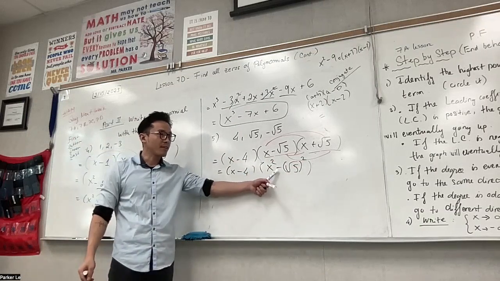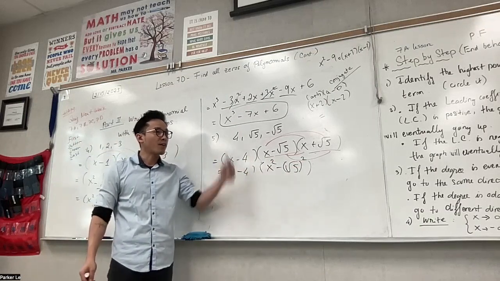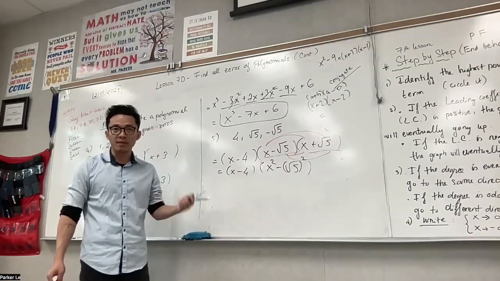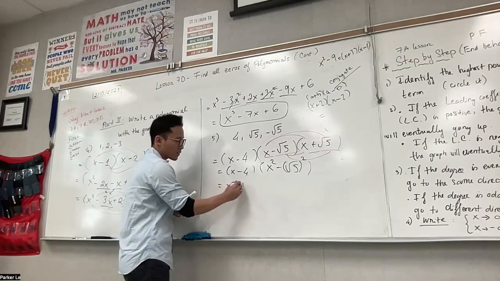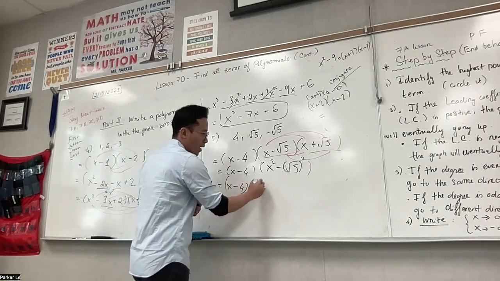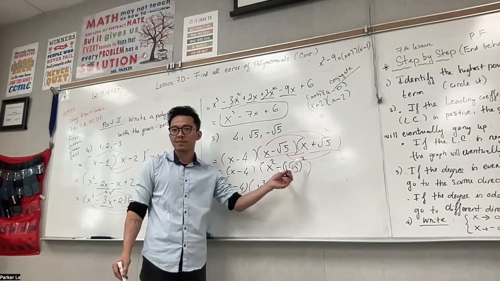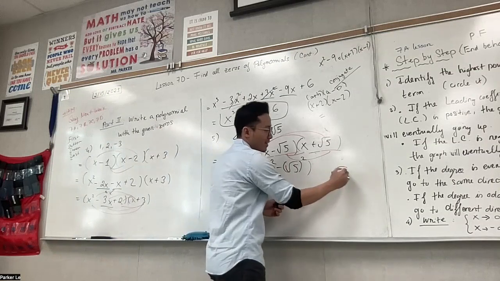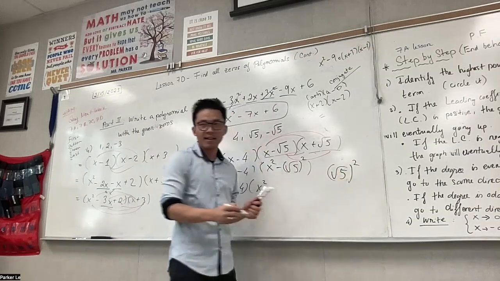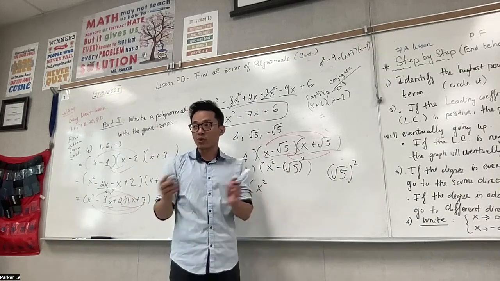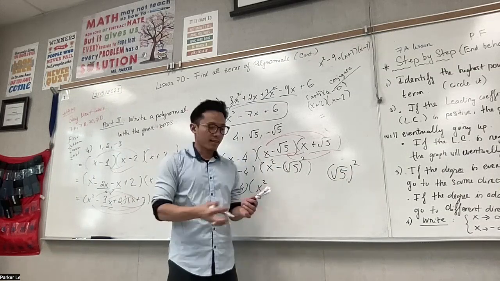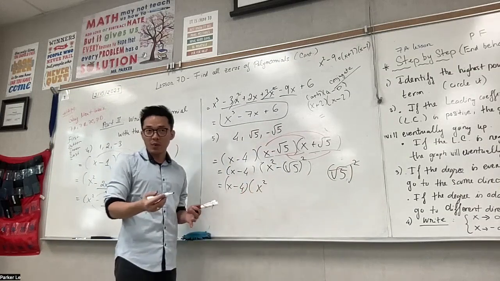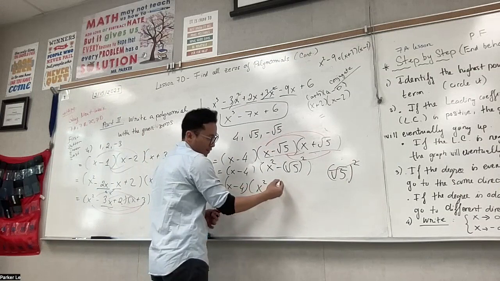So this is the difference of square. That's why it's the minus. It just goes backward from the difference of square. So x squared minus, and what is square root of 5 squared? Square root and square, they cancel out. So what do you have? Just 5.